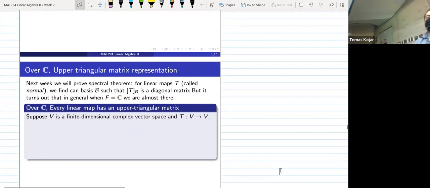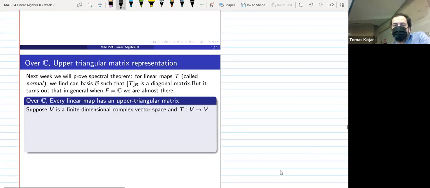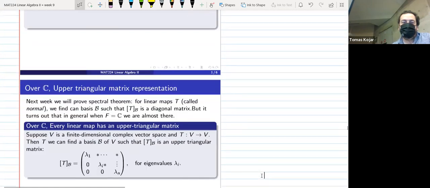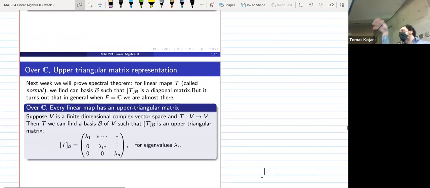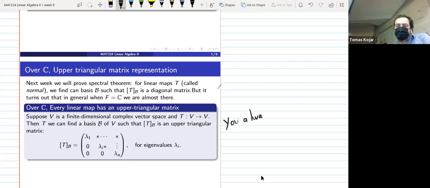So start with a complex finite-dimensional vector space V and give me any linear map. I mean, any map. It doesn't matter. Anything. Then there is a basis where you can write it in upper triangular form. I didn't use any words like diagonalizable, multiplicity, geometric multiplicity. It doesn't matter. You always have this.